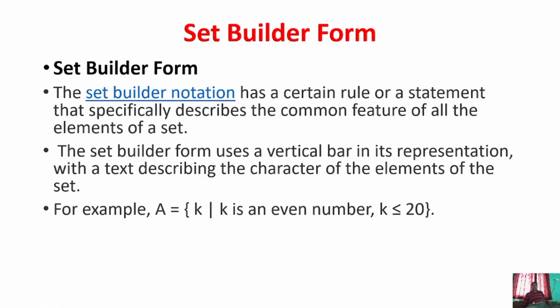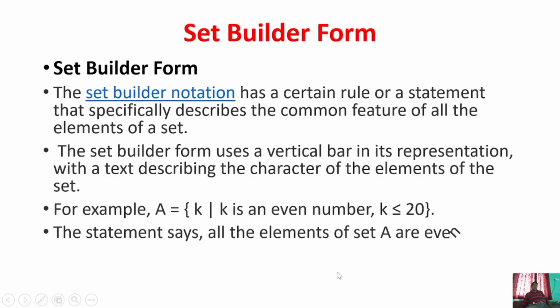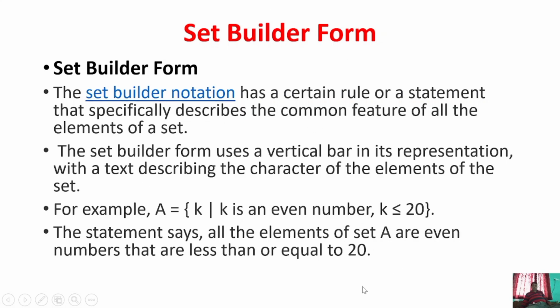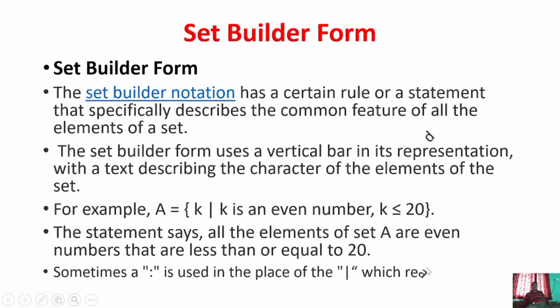K is the single variable that can represent all the elements of the set. Thus A is equal to k such that k is an even number, k is less than or equal to 20. The statement says all the elements of the set are even natural numbers less than or equal to 20. This is the set in set builder form. Sometimes we use the semicolon in place of the vertical bar, which is read as such that.